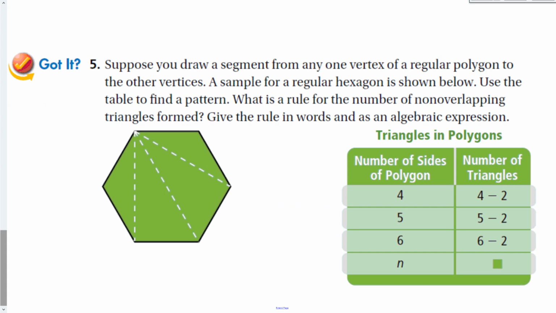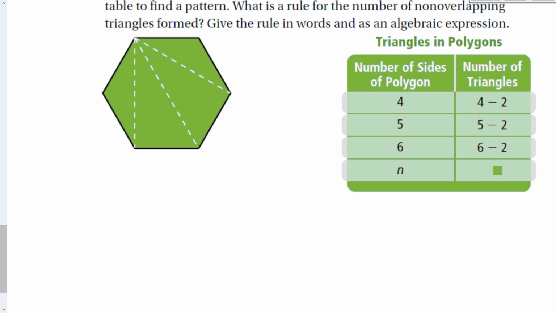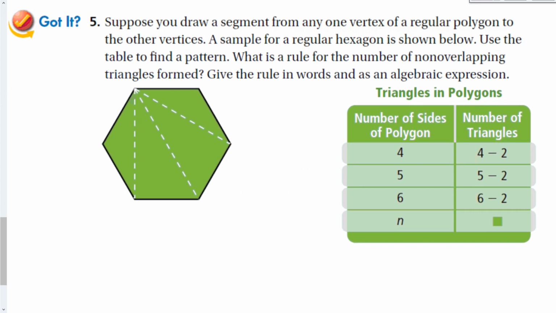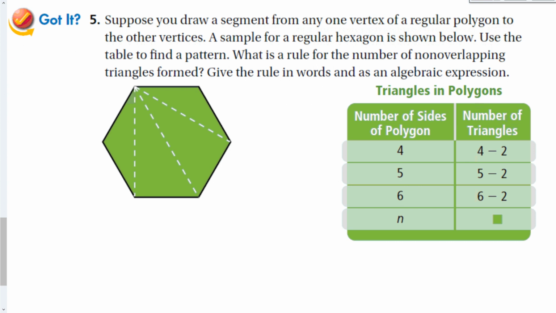Okay, to our got it problem down here, suppose you draw a segment from any one vertex of a regular polygon to the other vertices. A sample for a regular hexagon is shown below in the green. Use the table to find a pattern. So, okay, let's see what the pattern is. So we have 4. The number of triangles would be 4 minus 2. At 5, we have 5 minus 2 triangles.